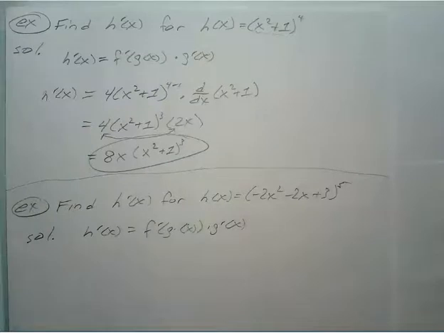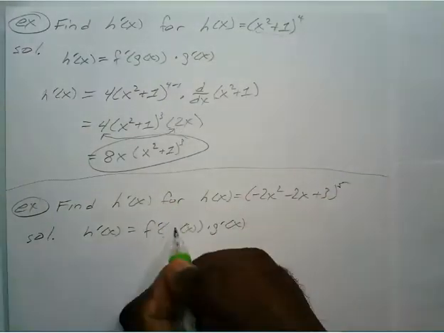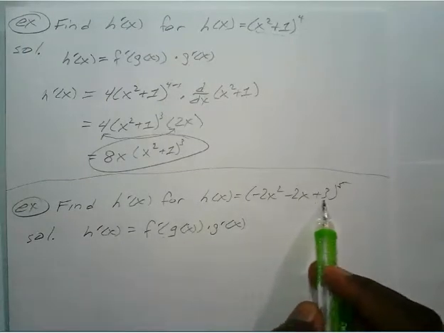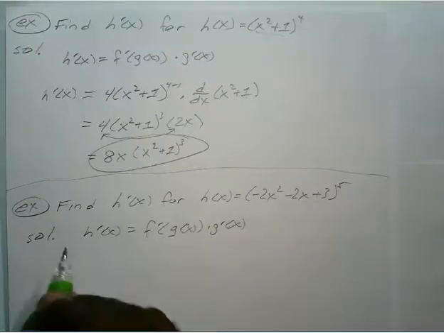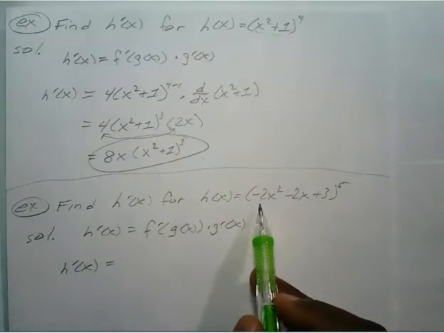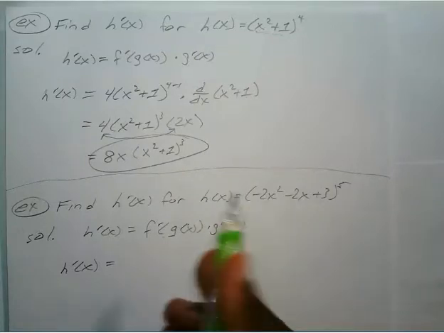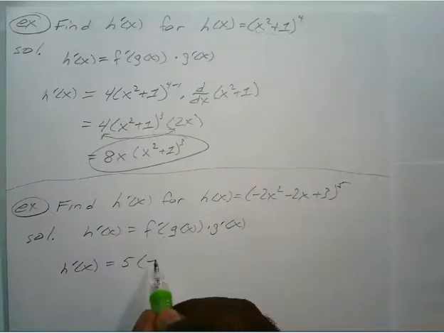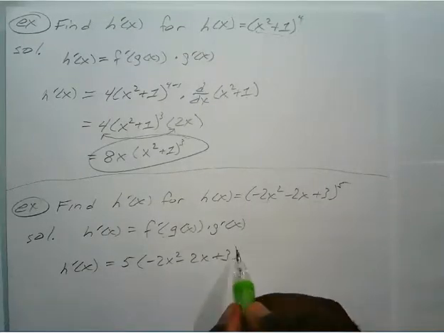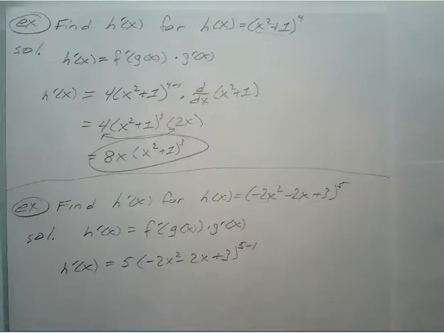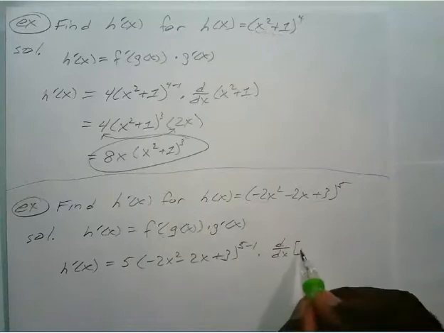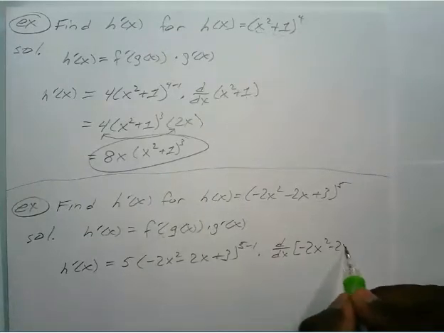Clean that up just a smidgen. There we go. Okay. So remember, what's inside is our g of x. So h prime of x is equal to, we take the derivative of the whole thing, so we just bring down the 5 times negative 2x squared minus 2x plus 3. We subtract 1. Then we multiply that by the derivative of the inside. Negative 2x squared minus 2x plus 3.